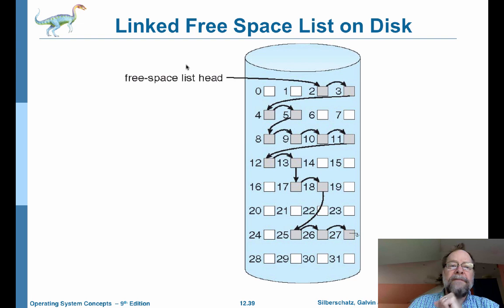So here's the diagram from the book that shows what the linked list approach to free space management would look like. So again, all you have to do in the kernel is store the address of the first free block. Each of the free blocks holds a pointer to the next free block on the hard drive.